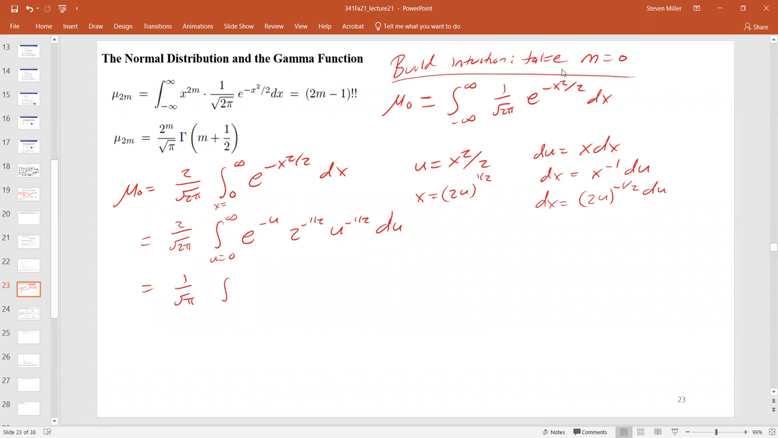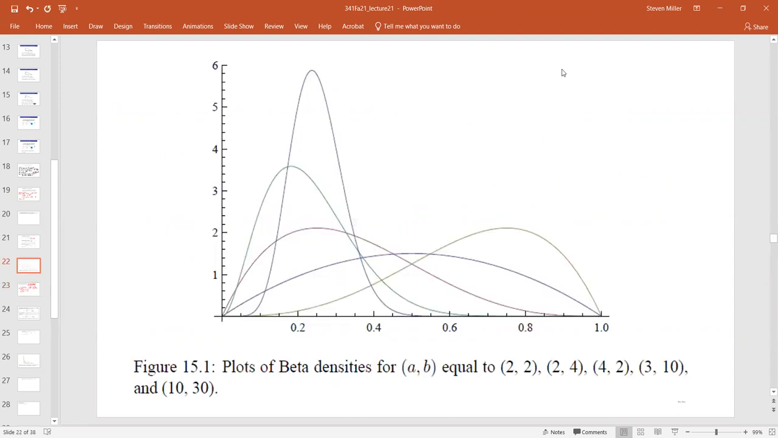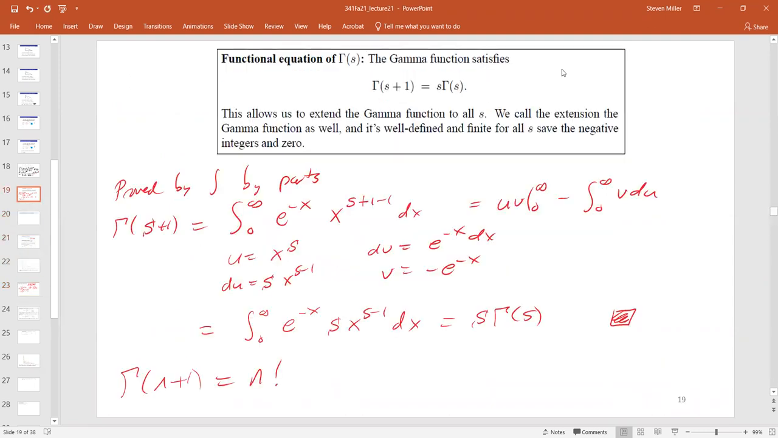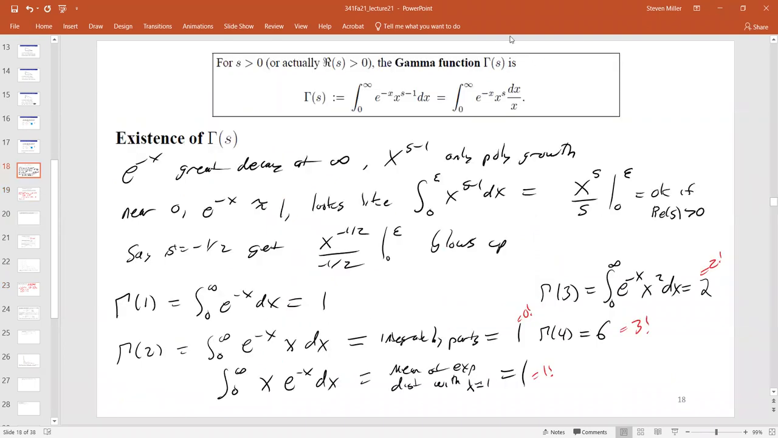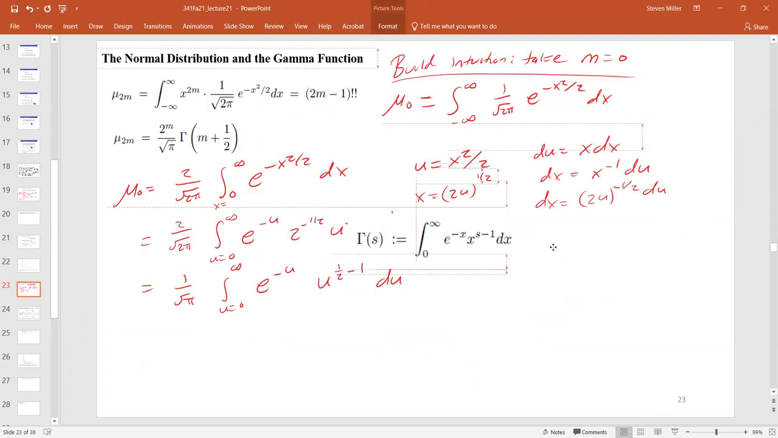And then I have the integral, u goes from 0 to infinity, of e to the negative u, times u to the negative 1/2. I'm going to write u to the negative 1/2 as u to the 1/2 minus 1, du. How would I write it as 1/2 minus 1? Here is the definition of the gamma function, right? So much of life is about algebra.